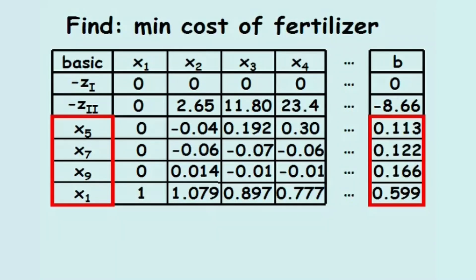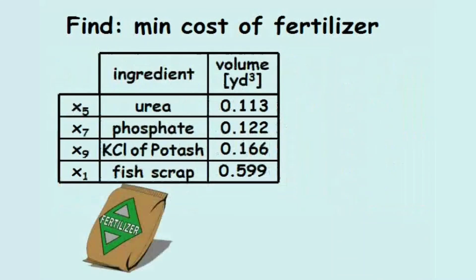The initial mix is composed of ingredients x5, x7, x9, and x1, which is 0.113 cubic yards of urea, 0.122 cubic yards of phosphate, 0.166 cubic yards of muriate of potash, and 0.599 cubic yards of fish scrap. The sum of these volumes equals 1 cubic yard, which satisfies the volume constraint.